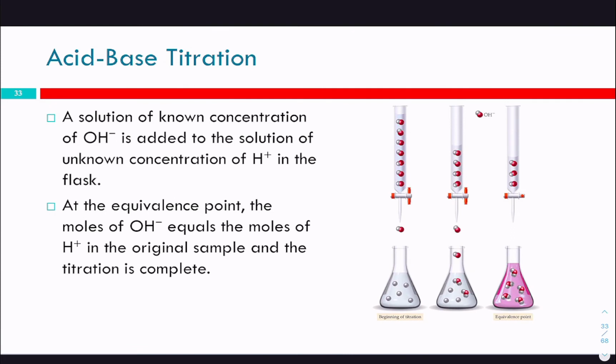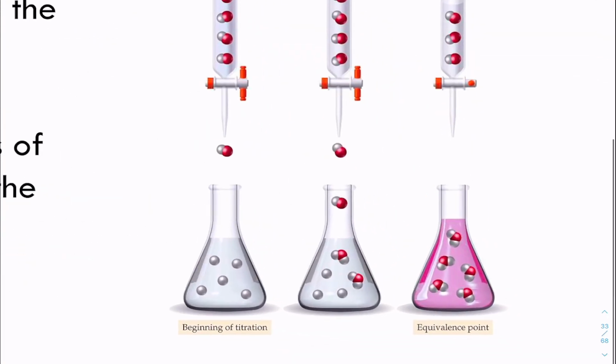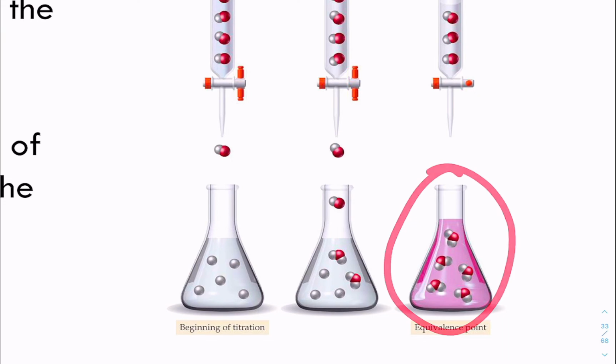So a solution of known concentration of hydroxide is added to the solution of unknown concentration of H+. So we know what the concentration of this is, and we don't know what the concentration of our flask is. At the equivalence point, the color changes.